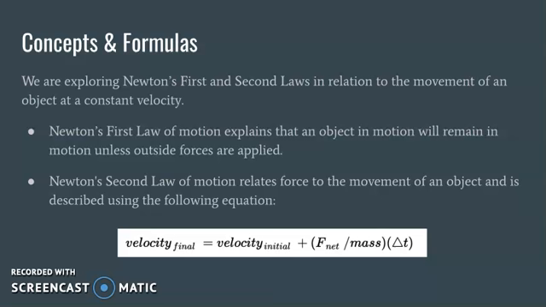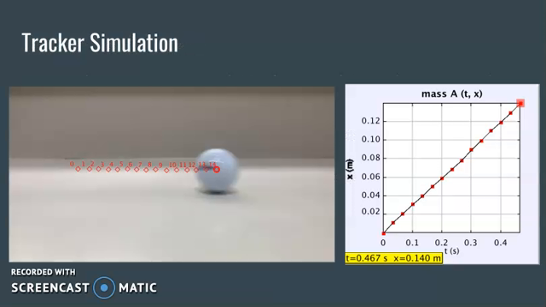Newton's second law relates the force of an object's movement to the following equation: velocity final equals velocity initial plus net force divided by mass times delta t. In this lab, there was a net force equal to 0, allowing for constant velocity and direction.